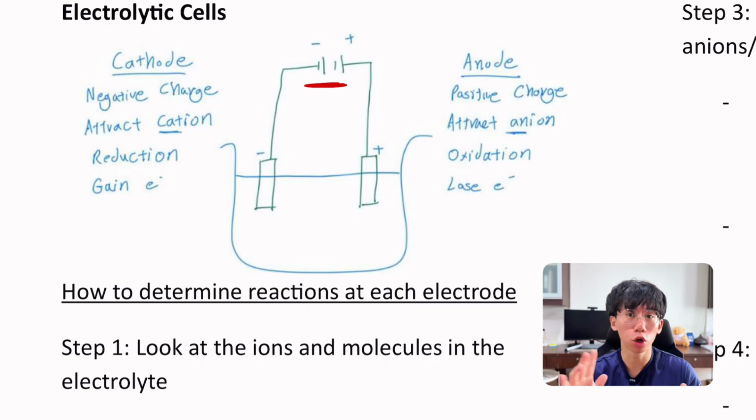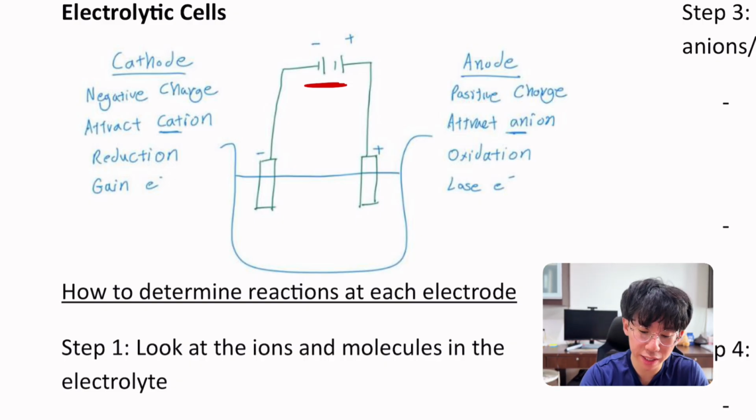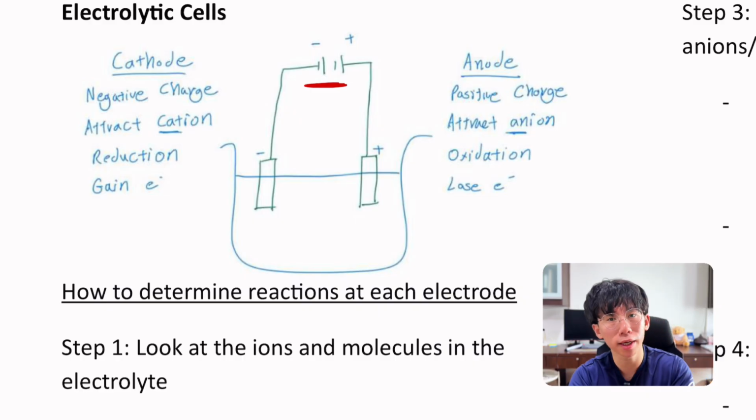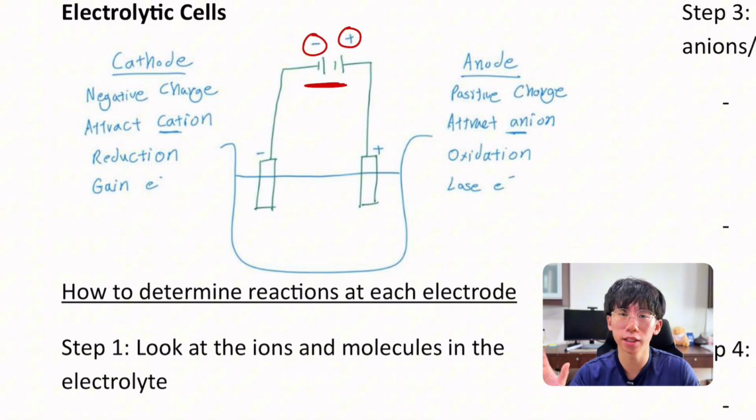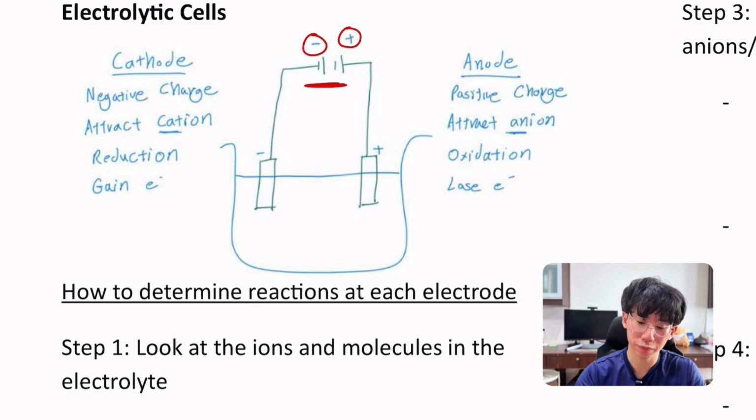Step 1, we want to look at the batteries. The polarity of the batteries can be determined by which side is longer and which side is shorter. The longer side is the positive charge and the shorter side is the negative charge. The electrode that is connected to the longer side will be the positive electrode, while the electrode connected to the shorter side would be the negative electrode.